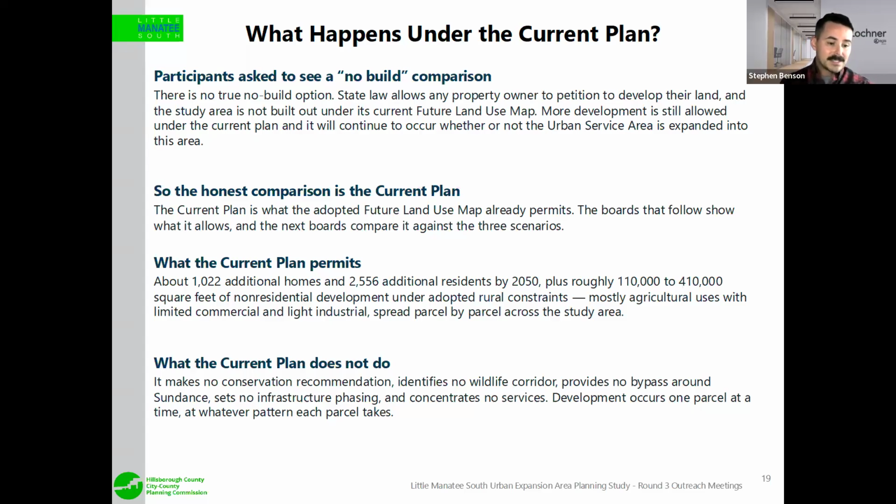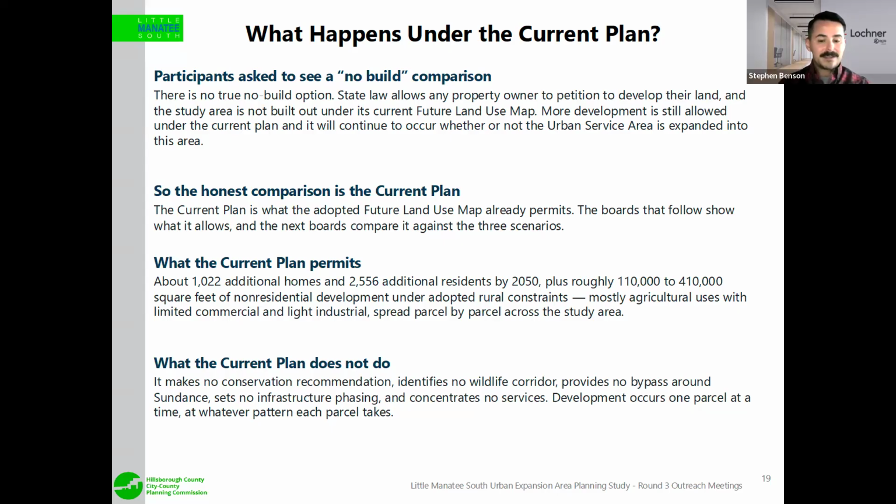What the current plan does not do is establish a priority framework for how to continue pursuing conservation lands. It does not identify wildlife corridor preservation or a bypass around Sundance. It also does not set any guidance in terms of future infrastructure phasing to support the growth that is recommended. The development, of course, would occur one parcel at a time at whatever pattern each parcel takes.